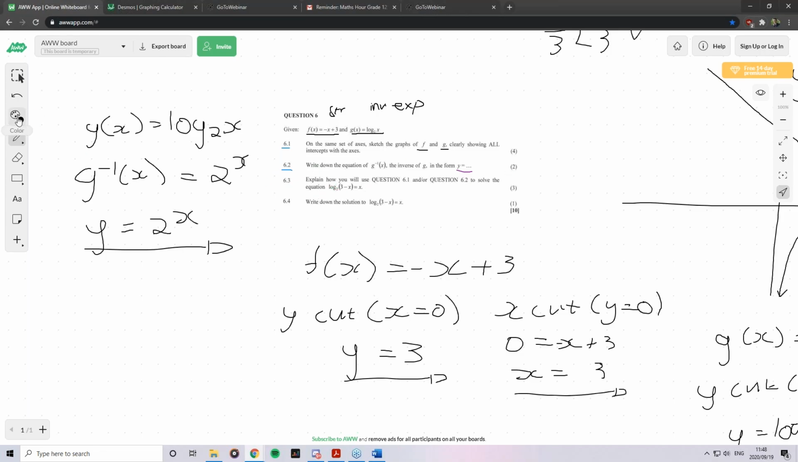We don't have much more time, so let's just finish off with 6.3 and 6.4. I'll give you a bit of time until 10:02, I think. So just 2 minutes. This is just an explaining question. You don't have to actually solve it. You only solve it in 6.4.